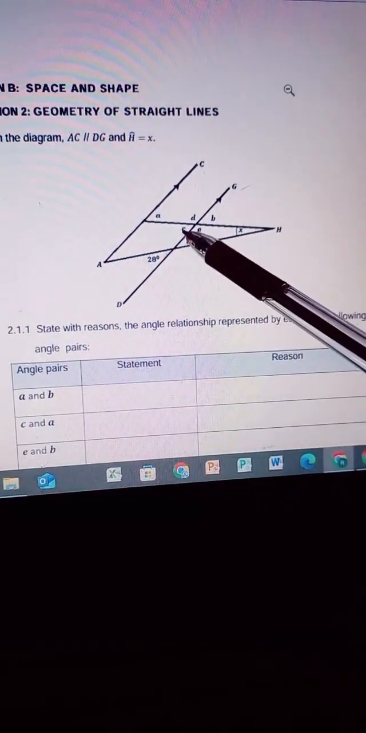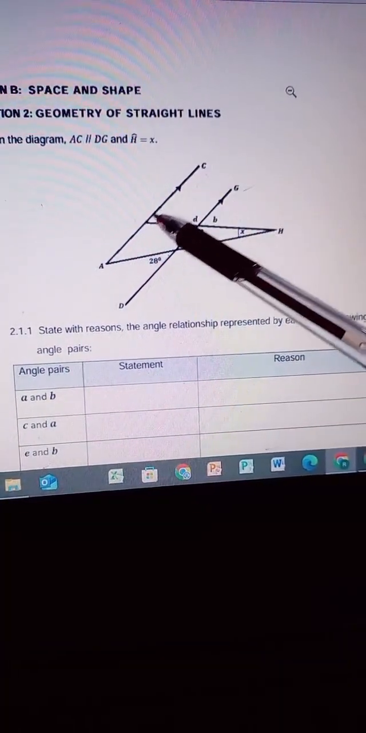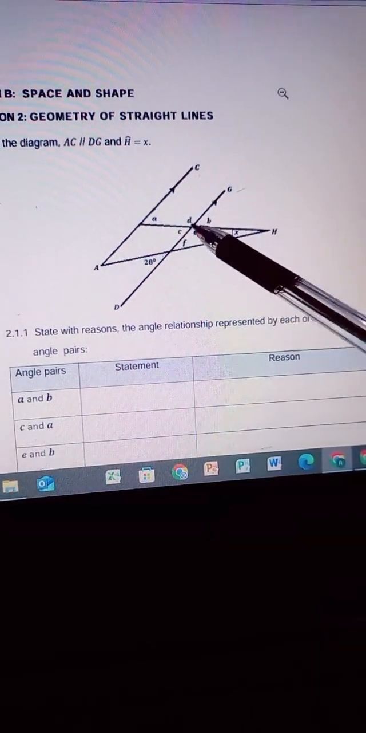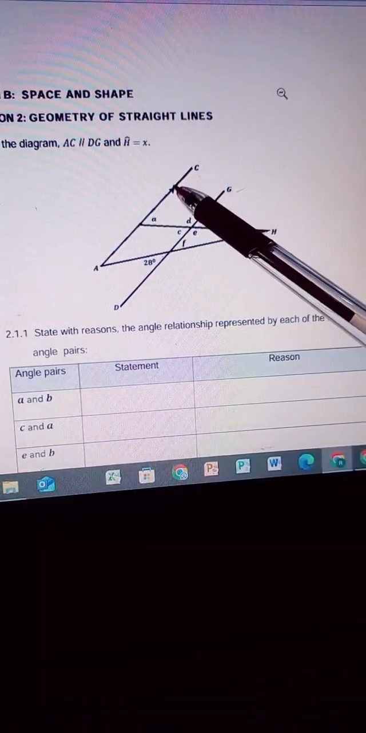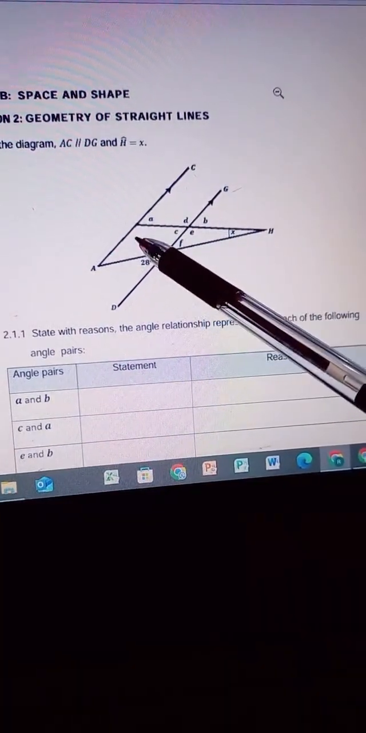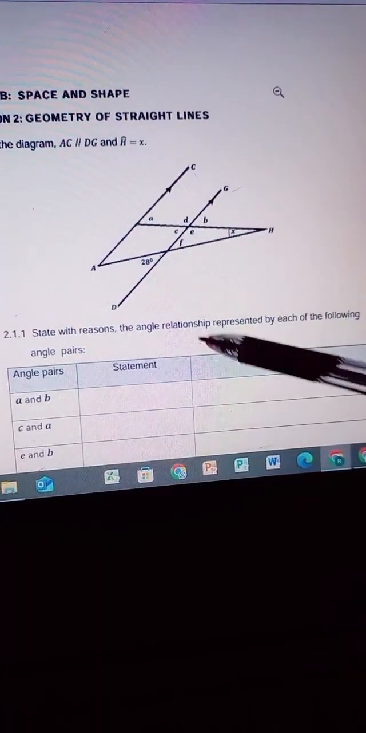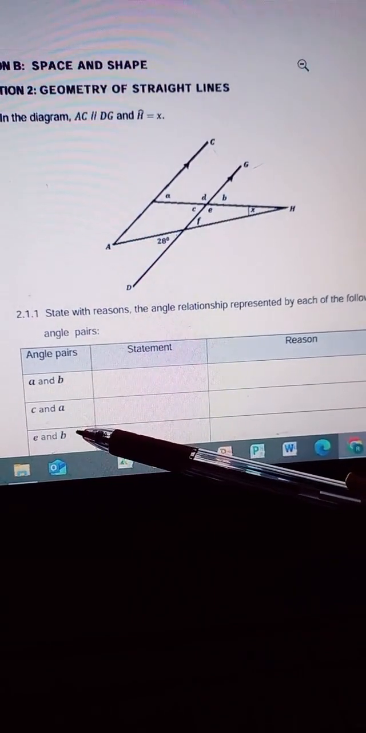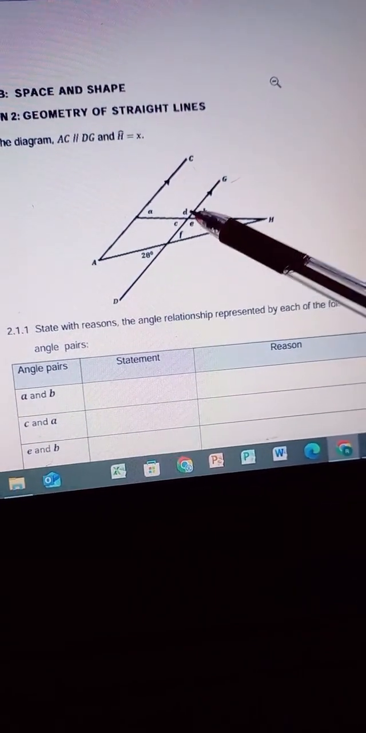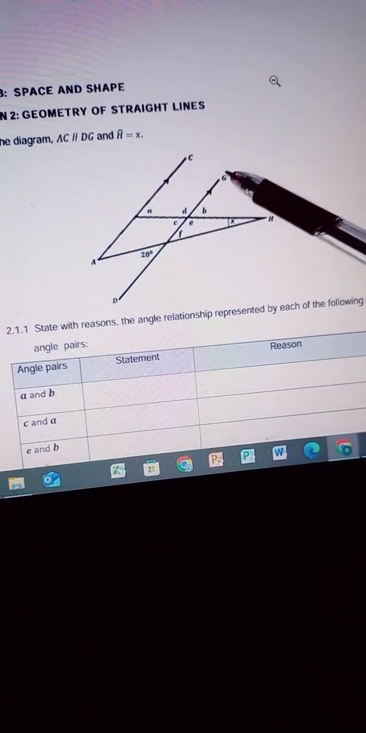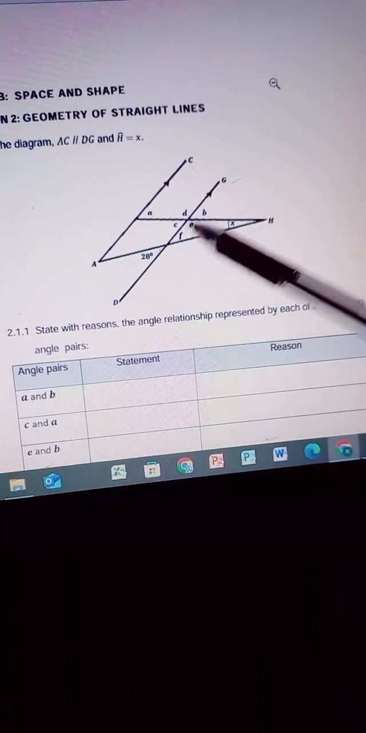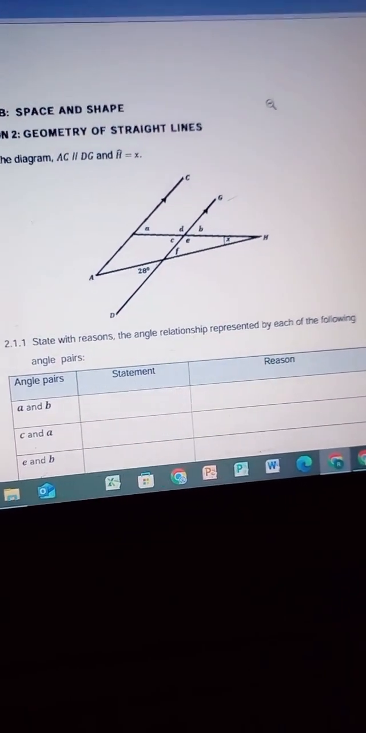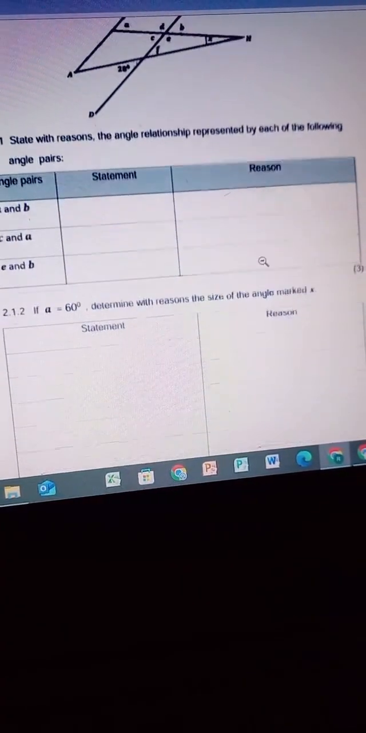C and A, where is C? C, A. You check. You see? There is a letter Z. Z, they are alternate angles. Right? Z are what? Alternate angles. So A is equal to C, reason, alternate angles. E and B, E, B. So DG is a straight line. Angles on a straight line add up to what? 180. Done.